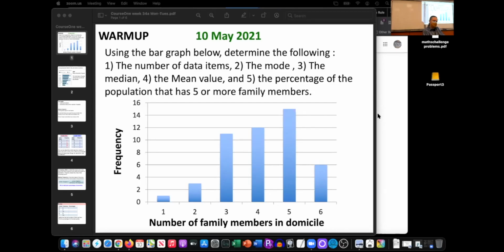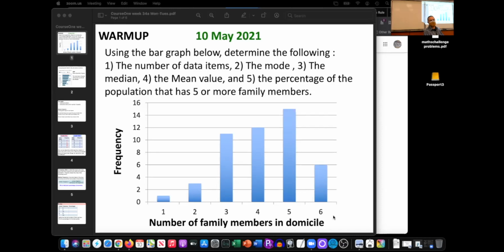This is a bar graph. And what's indicated by this bar graph is the frequency based upon the number of family members in a domicile. Now, this word domicile may not be something that's familiar to you. What that means is a living residence.